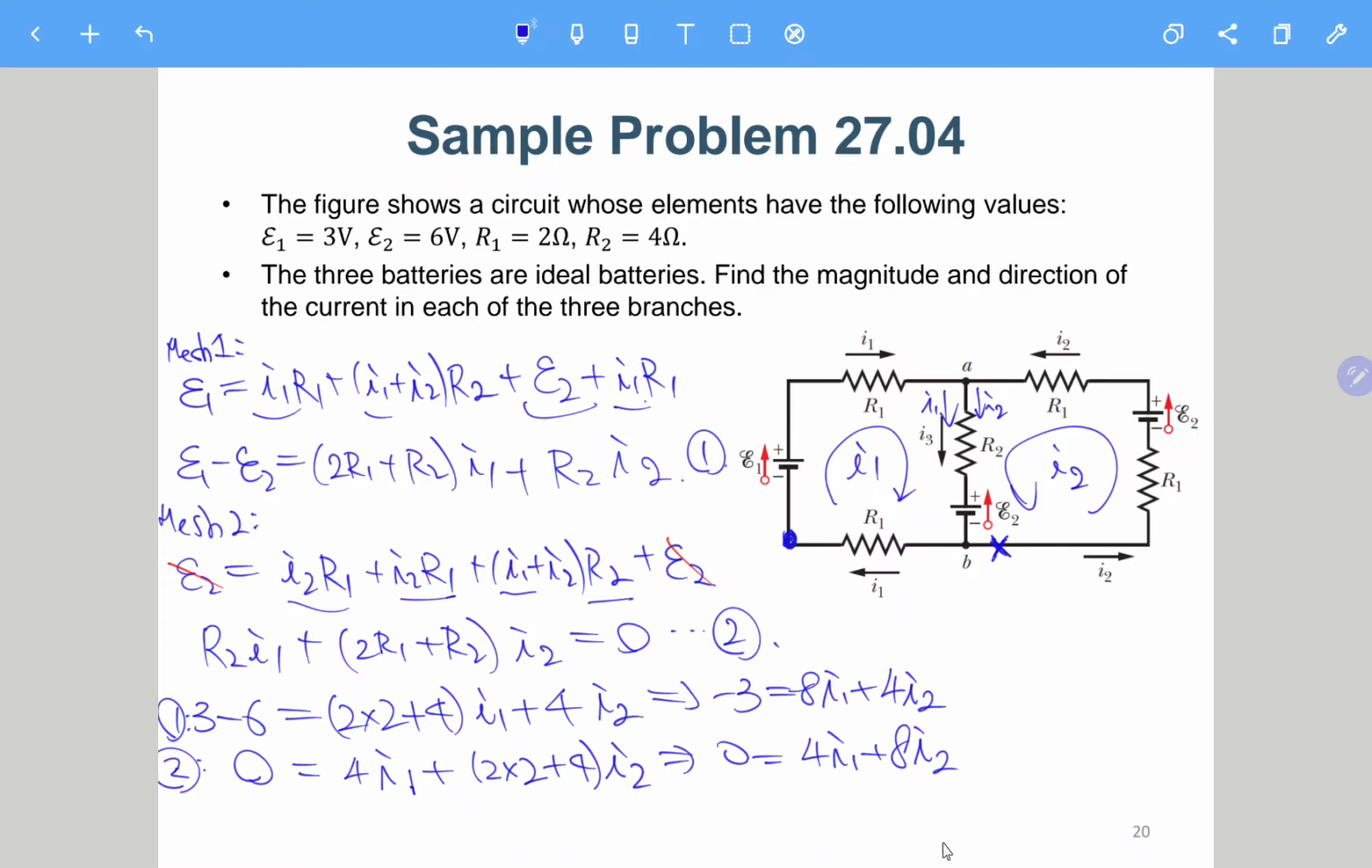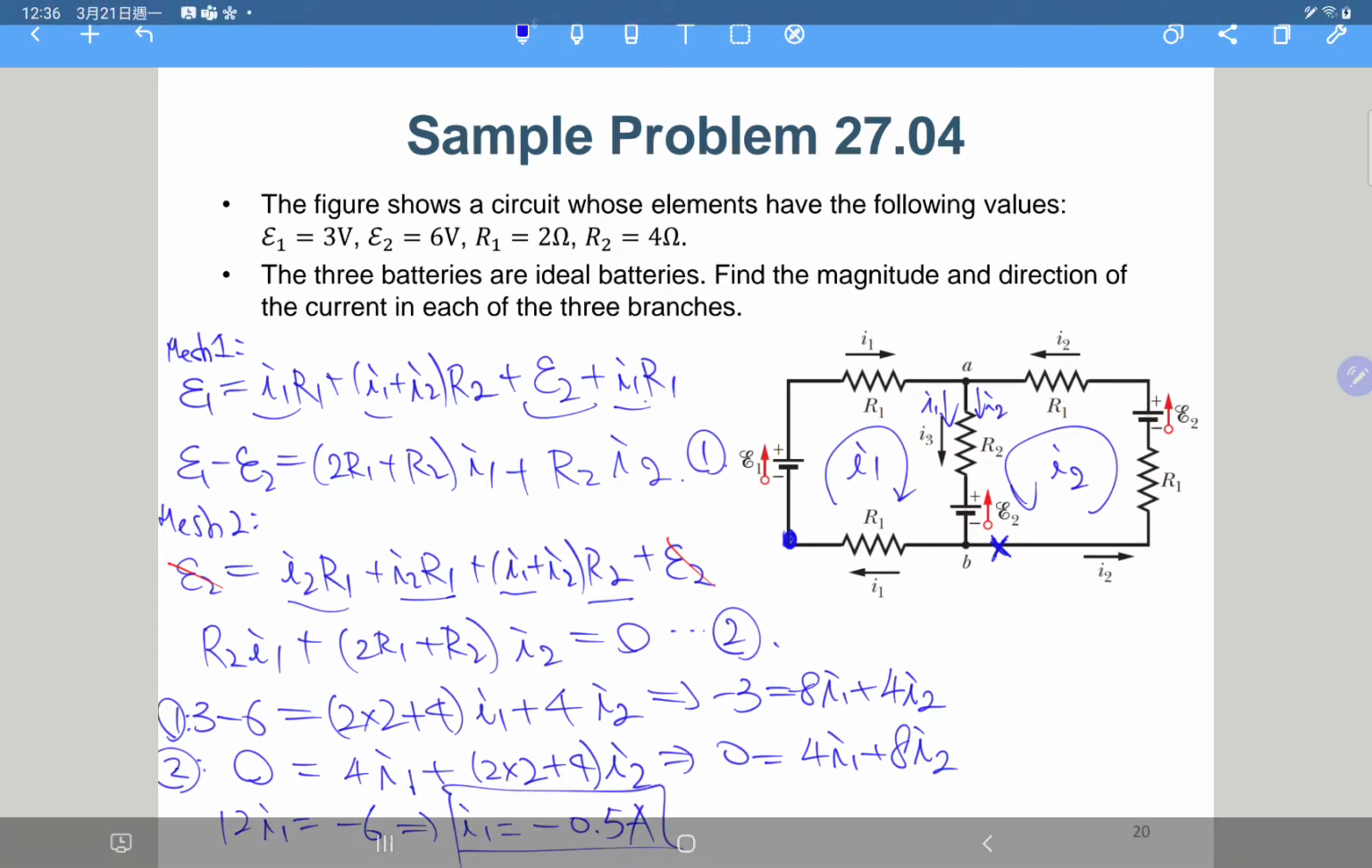Okay, so we can just maybe multiply this one by 2 and then subtract this one. Then we will get 8 times 2 is 16, minus 4 is 12. So we have 12 I1 equals negative 6. So we have I1 equals minus 0.5. This is the first answer.